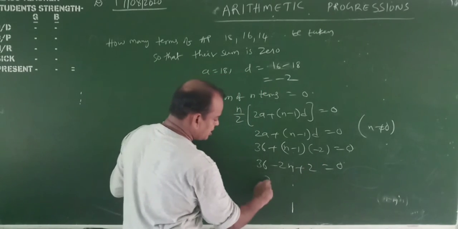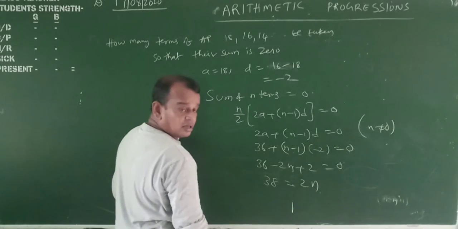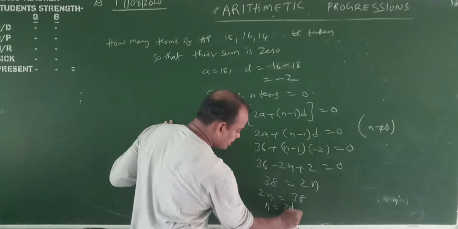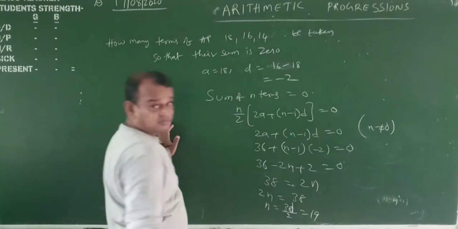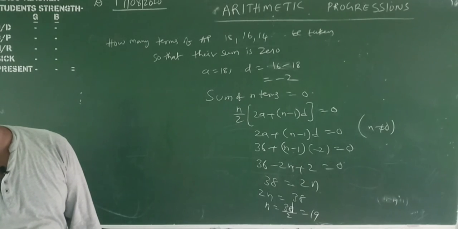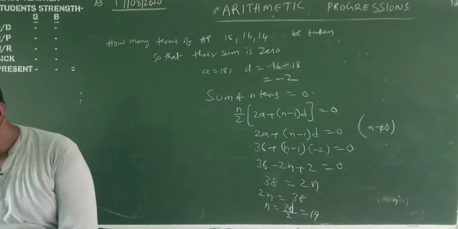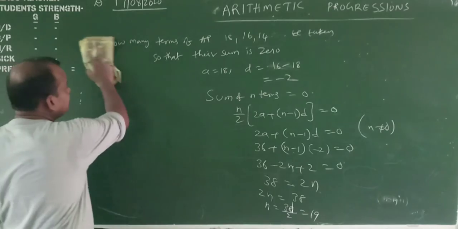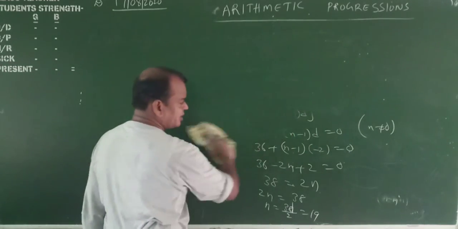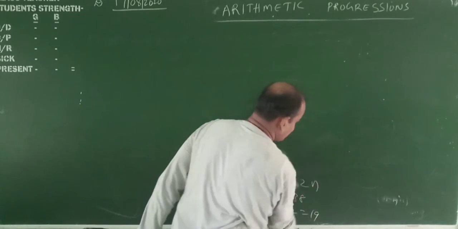36 plus 2, 38, is equal to 2n. So n is equal to 38 by 2, which is 19. The sum of 19 terms must be equal to 0. In this way, we will do the problems. All are very, very important questions, my dear students. Please practice each and every question.